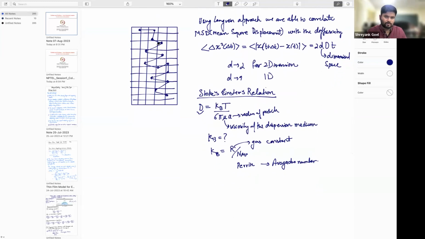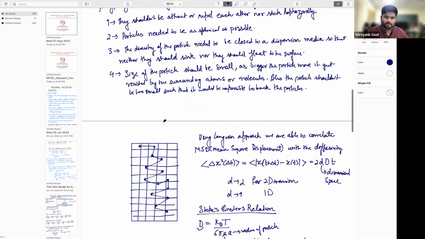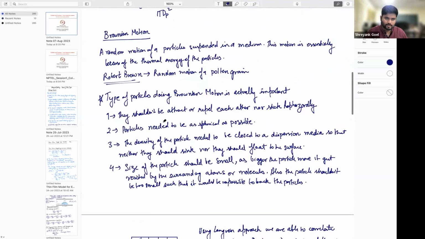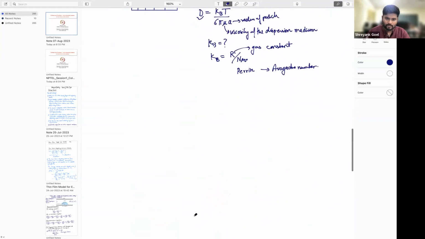In statistical mechanics we call this a random walk. So the particle is doing some random walk and we can find out its diffusivity. So we have discussed the constraints on the particles that can do Brownian motion and what Brownian motion is. Now what we will discuss is how to choose the correct particles, and what things are needed to know how to choose.